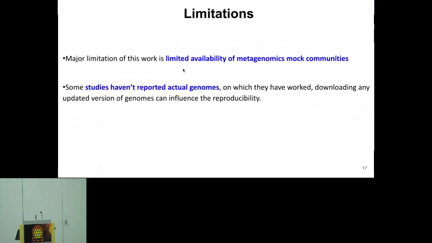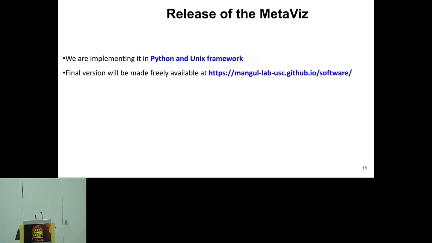Limitations in this work: the first limitation is the limited availability of metagenomics mock communities. As you can see, we have used only 4 data sets till now, and we are still searching for new ones. The second is that studies often do not report the actual reference genome they used, or the version of the genome. In that case, we have to use the latest version only. So that is also a kind of limitation.